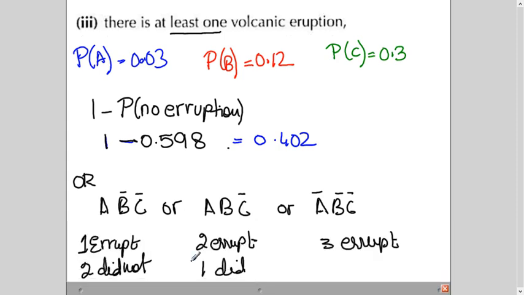Okay, so sorry, I'm saying three erupt. So it will be, this dash will not come here. Let me just erase it, sorry. Right? So the cases are one erupts, two did not erupt; two erupt, one didn't erupt; and three erupt. So you find out all this and then add it up. So this is a longer method to do it, and this is a shorter method. So be intelligent and use probability accordingly.